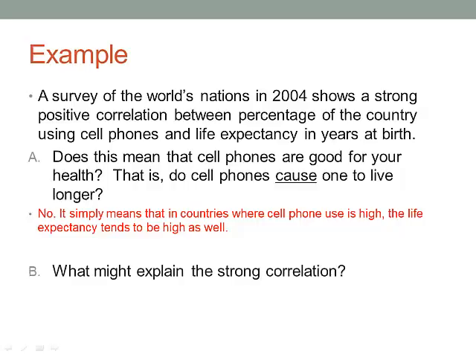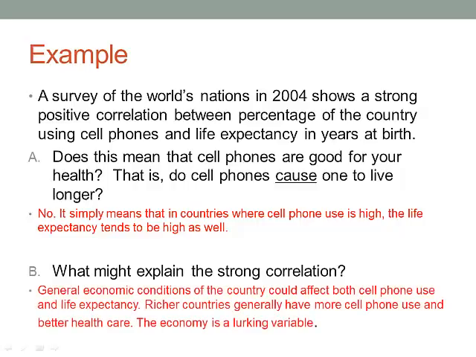So what might explain the strong correlation? Pause it and think about it for a minute. Most of these you can kind of come up with one or two things, right? So general economic conditions could affect both cell use and life expectancy. Countries that have more money generally have more cell phone use and better health care. So the economy here was a lurking variable.